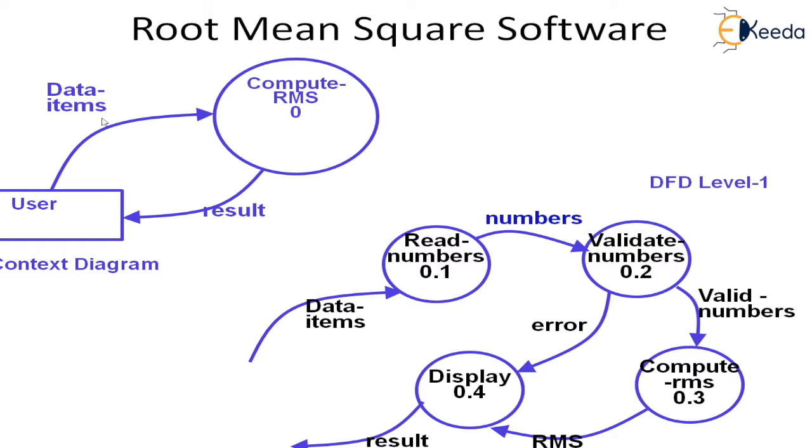So whatever is coming out, data items, is going in here, and whatever is coming out here is coming out here. And all these things are internal to the system. Now it is exposed in the level 1 DFD. So with read numbers, the numbers will go here, then they will be validated. If there is an error, then it will display the error, and if it is valid, then it will compute the RMS, and then it will show the RMS.